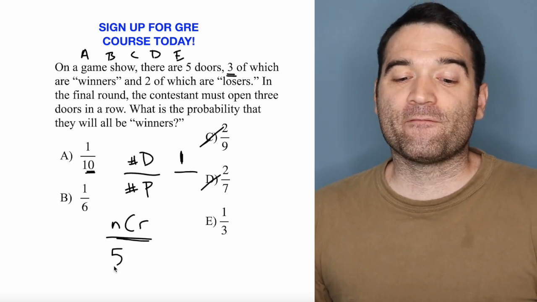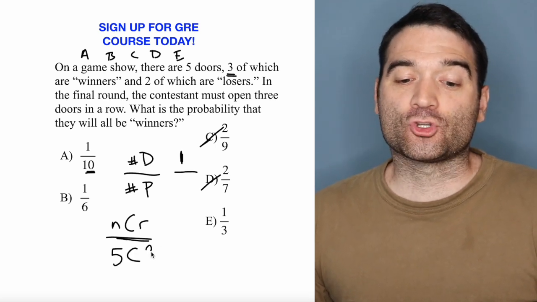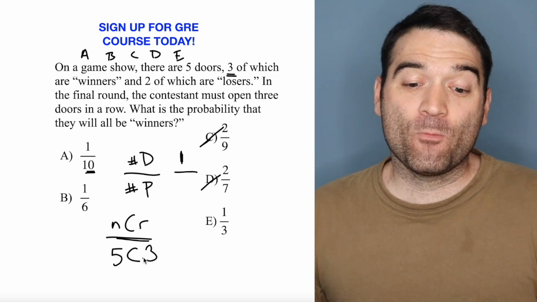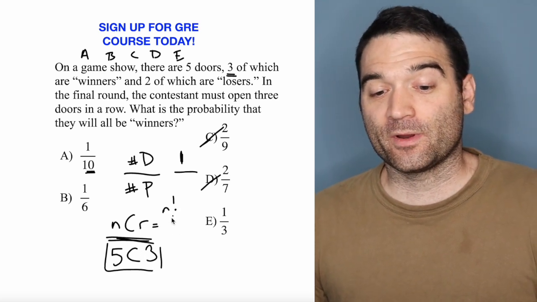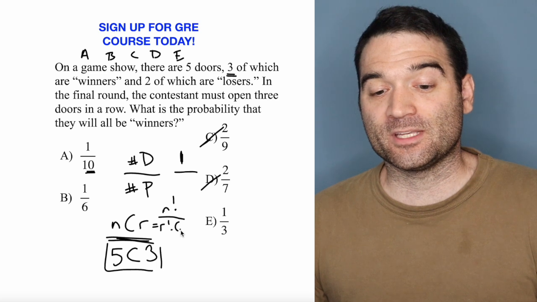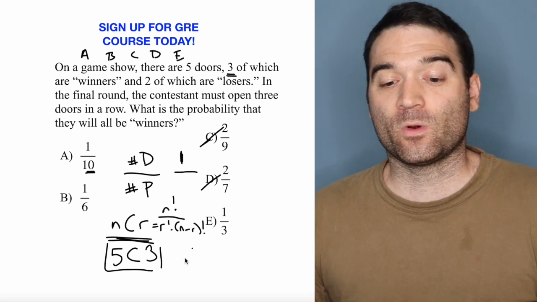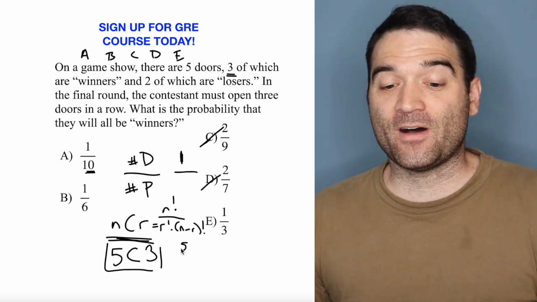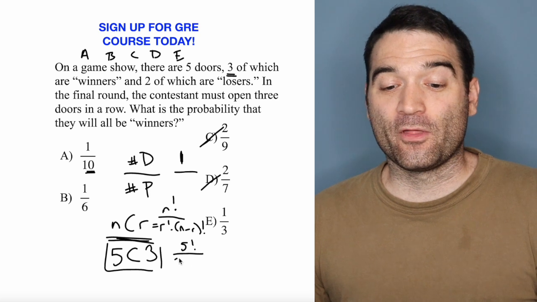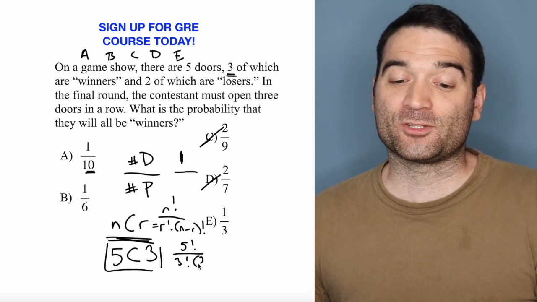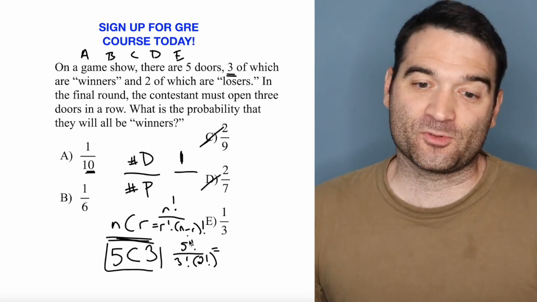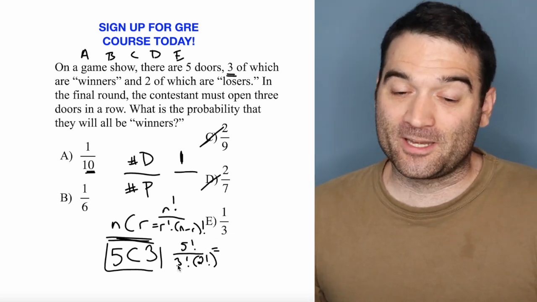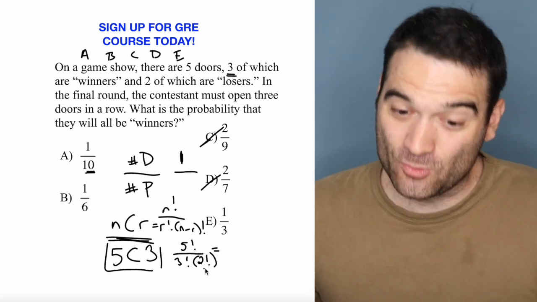So I have 5 doors, and I want to choose 3 of them. How many ways can I do that? Well, the formula is n factorial over r factorial times n minus r factorial. So that's going to be 5 factorial over 3 factorial times (5 minus 3), which is 2 factorial. And when I evaluate this out, this is 5 times 4 times 3 times 2 times 1 divided by 3 times 2 times 1 divided by 2 times 1.